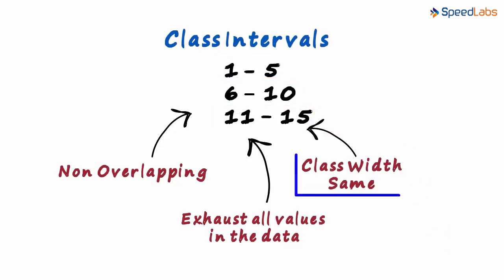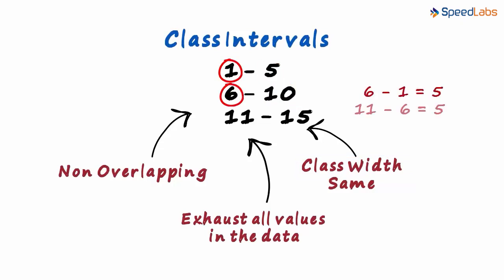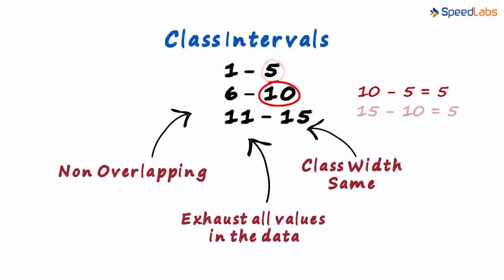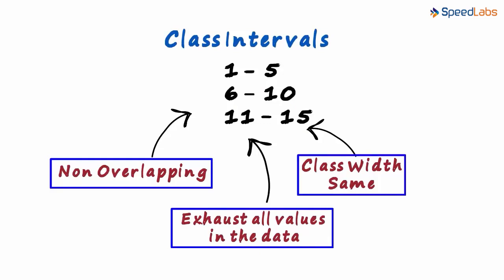Next, the class size or the class width should be the same. Class width is the difference between the two lower limits or two upper limits of continuous class intervals. So 6 minus 1 should equal 11 minus 6, and 10 minus 5 and 15 minus 10 should also be equal. Remember, they shouldn't be overlapping. The intervals should cover all values in the data, and the class width has to be the same throughout.